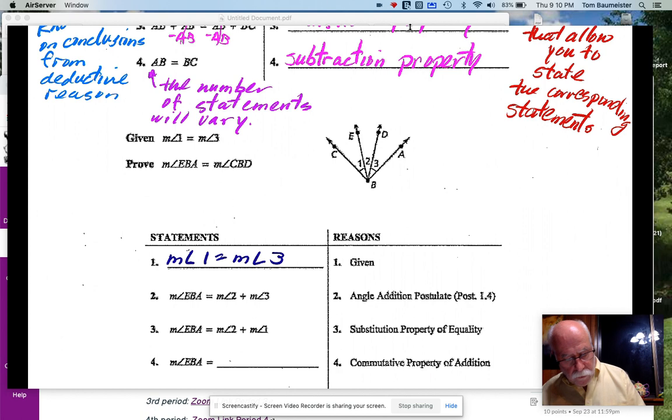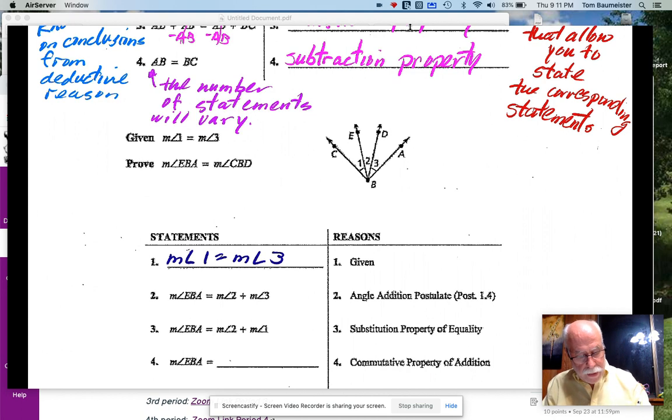Okay. All right. And then the second one tells us that angle EBA, that's that one right there, is equal to angle 2 plus angle 3. Well, if you look at it, it is equal to those two. All right. And that is by the angle addition postulate.